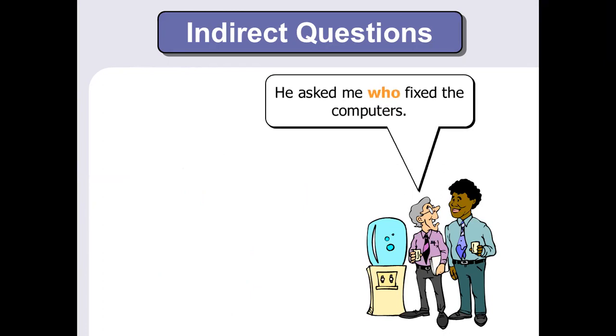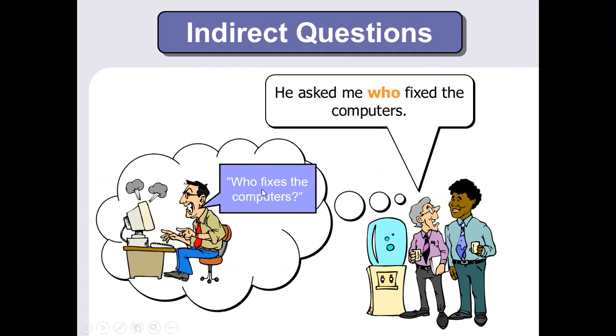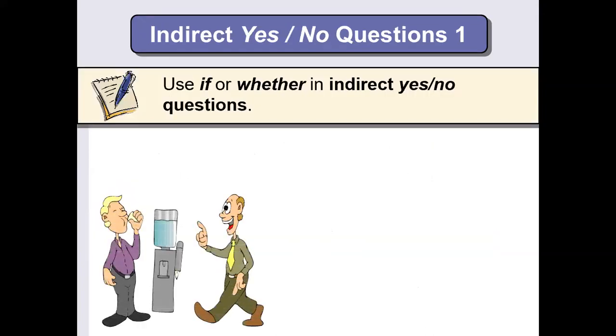Okay. He asked me who fixed the computer. For example, the original question is who fixes the computers, right? In indirect questions, we have to be careful because the tenses can change. For example, indirect yes, no questions. Use if or whether in indirect yes, no questions.